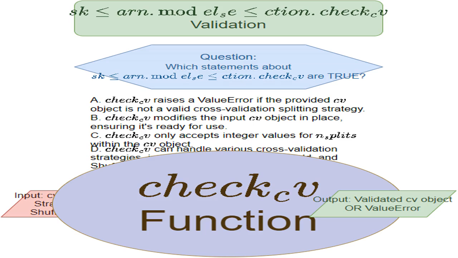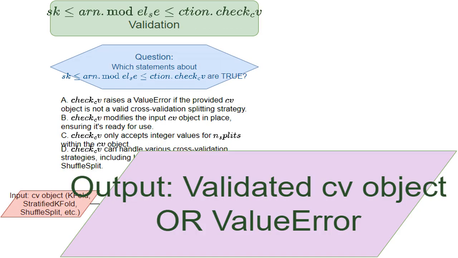This refers to the main focus of the problem, the check_cv function itself. The problem tests knowledge of this function's capabilities and limitations. The check_cv function either returns a validated cross-validation object, meaning it passed the checks, or raises a ValueError if something was wrong with the input. This is an important part of its error handling.